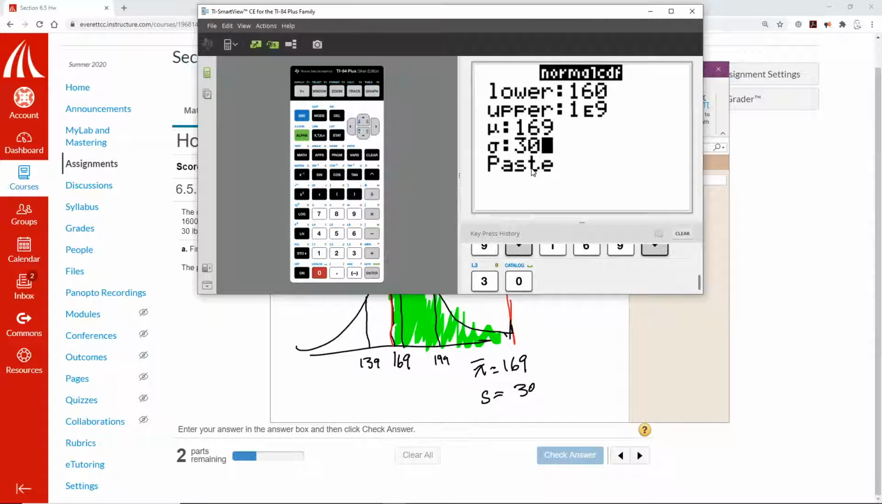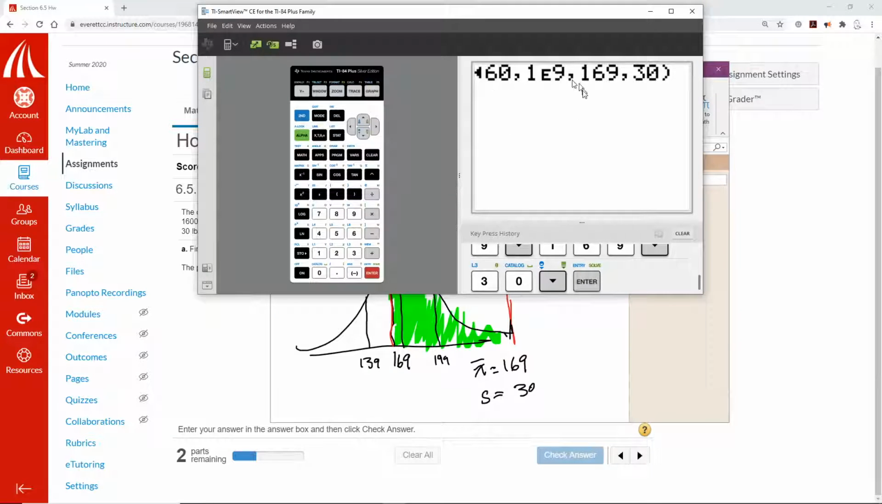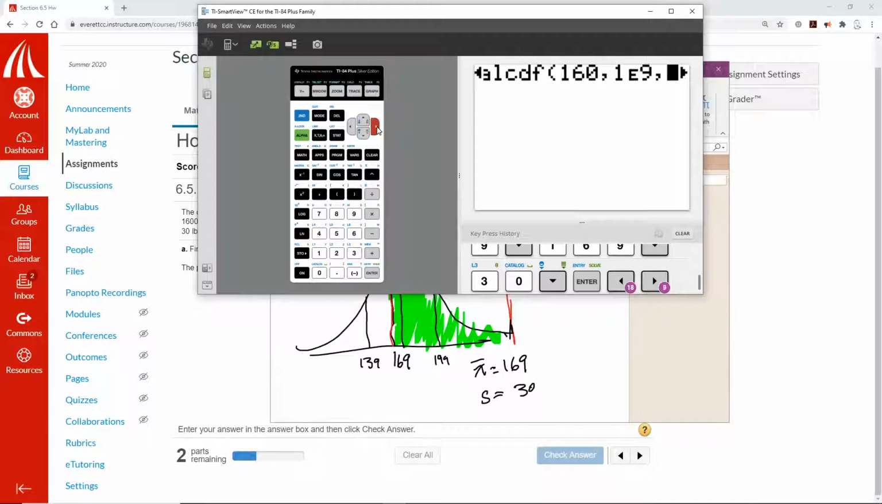Now, if you don't have Stat Wizard, this is what you're going to have to enter in. This is going to paste it to the home screen. You would find normal CDF, and then you put in the 4 arguments. The first is the lower bound, the bound to the left, then your upper bound, your bound to the right, and because there is no upper bound, it's going all the way to the end, just put in a very large number. Usually 5,000 or more would be more than enough. We'll get the same approximation, but sometimes we put in even more than that.